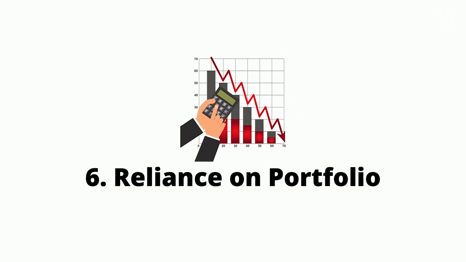Parameter number 6, reliance on the portfolio if it goes down by 50%. Say that this portfolio is a substantial part of the investor's overall wealth and assets, and if it goes down by 50% or so, then that could be highly detrimental for the investor's survival and meeting his or her needs. In that case, the investor would have a quite low risk appetite.